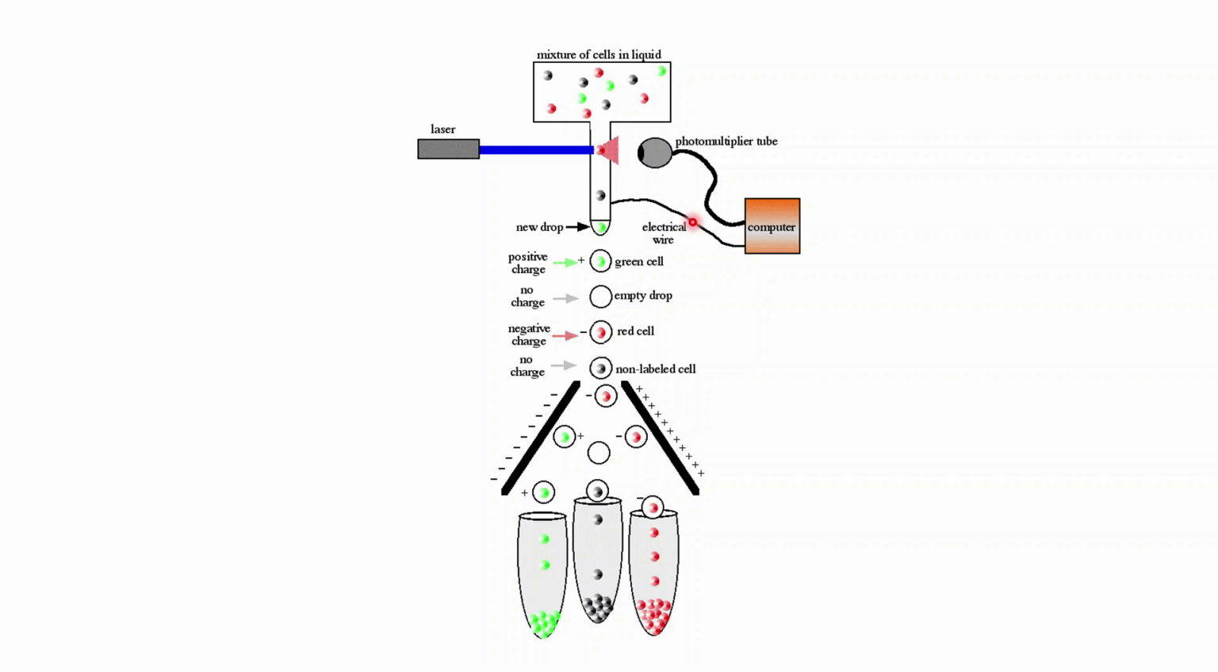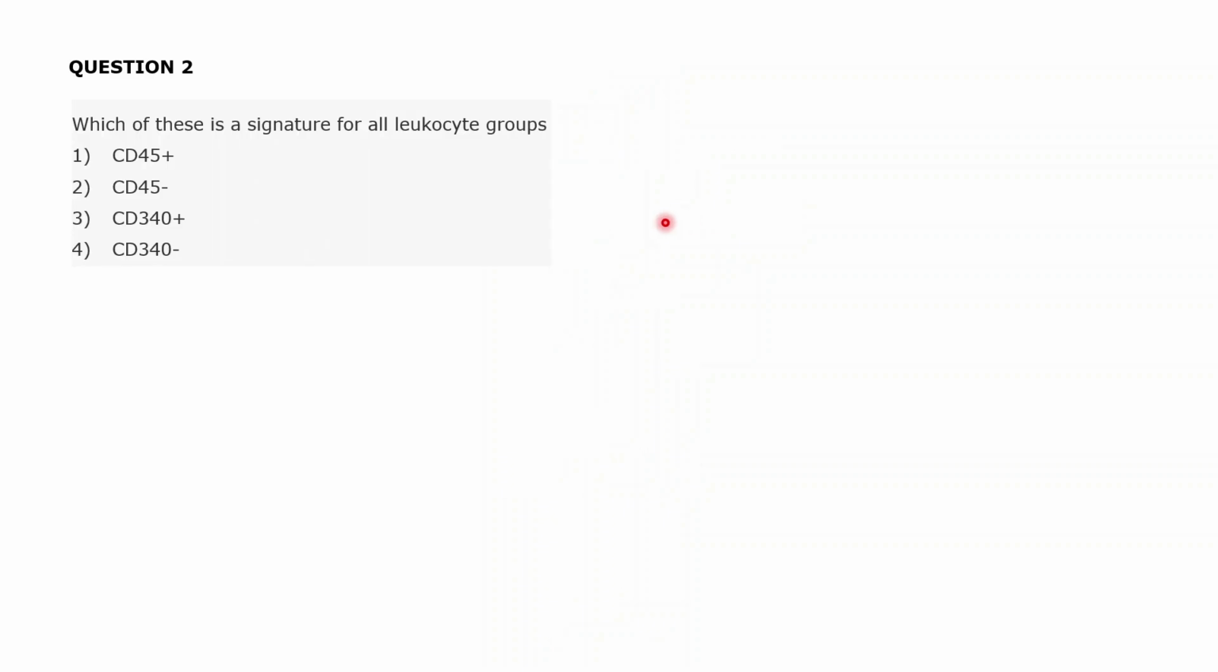Okay, so I think this is clear. I will just move on to the next question. Coming on to question number 2. Which of these is a signature for all leukocyte groups? CD45 plus, CD45 minus, CD340 plus or CD340 minus? Okay, I am getting option number 1. Any other option?